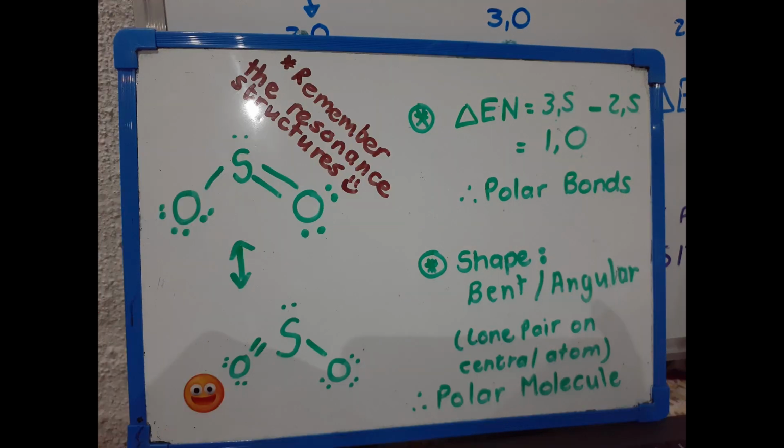Right, the second one is sulfur dioxide. I hope you drew the resonance structure when you drew the Lewis structure, because obviously the double bond could be on the right-hand side or the left-hand side. Sorry, I had to do mine on top of each other like that because I don't have such a big, nice space on my little board. Difference in electronegativity, 3.5 minus 2.5, which is 1.0, polar bonds. Shape is bent or angular because there are lone pair electrons on the central atom. So sulfur dioxide is a polar molecule.